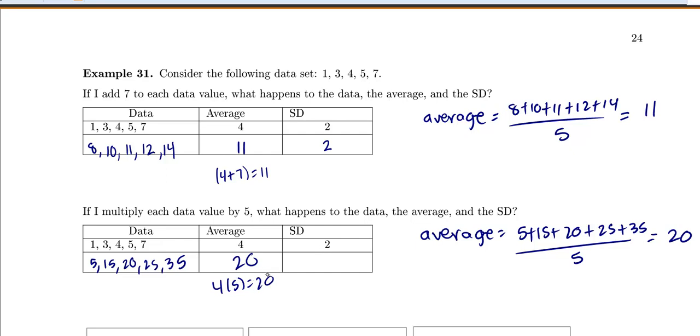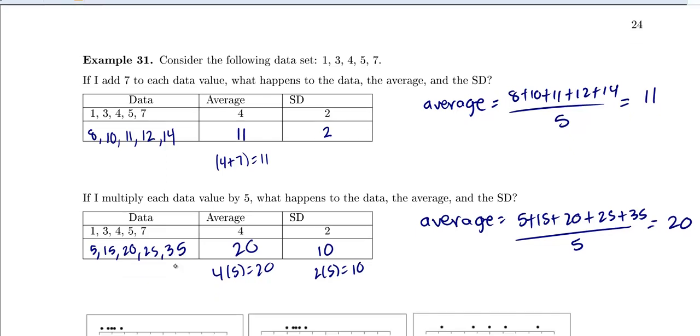Now for my standard deviation, if I put that into my calculator, 2 times 5, it happens to give me 10. 2 times 5 also equals 10. Now this does make sense because if you look at the actual data, I went from 1 to 7, that's only a range of 6. But now my numbers are 5, 15, 20, 25, and 35. So that's a difference of 30. So it seems like my data is much more spread out.